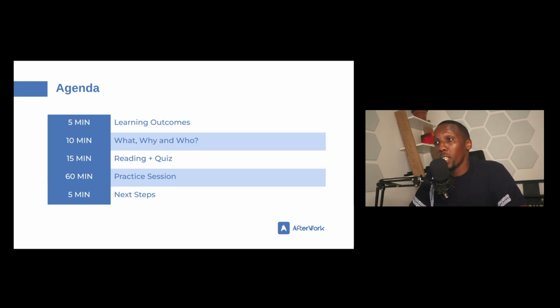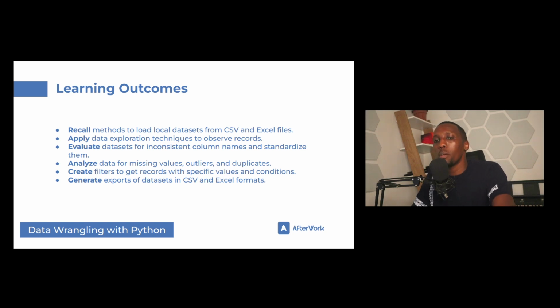By the end of today's session, you are expected to have achieved these learning outcomes. You should be able to recall the methods of loading data sets from CSV as well as Excel files. You should also be able to apply data exploration techniques to observe records, to explore them, to understand data generally. You should also be able to evaluate data sets for inconsistent column names, because that will help in performing later operations that you might get in the course of your learning experience. Aside from that, you are also expected to have acquired the skill of analyzing data for missing values, outliers, as well as duplicates, be able to create filters to get records with specific values and conditions, and lastly, be able to generate exports of data sets in CSV and Excel formats.